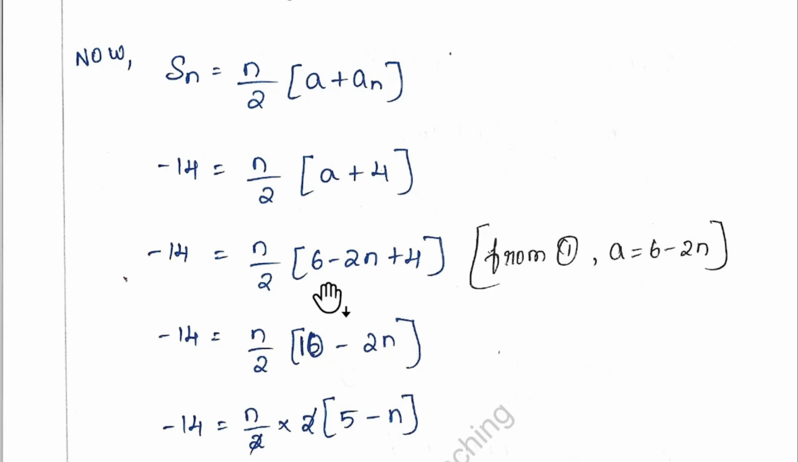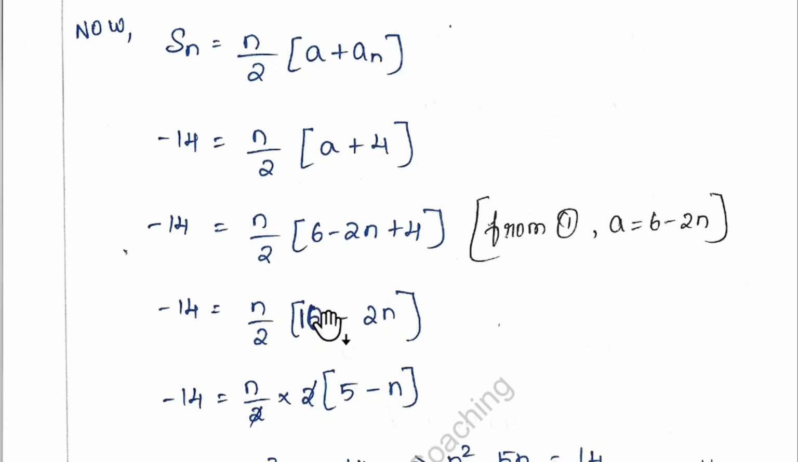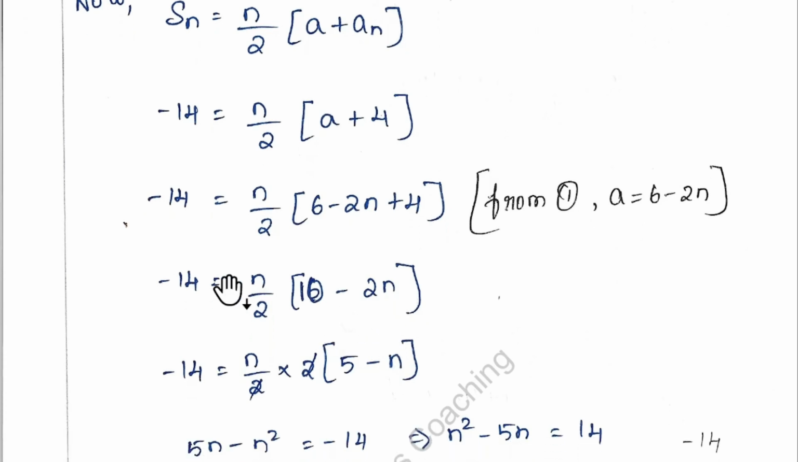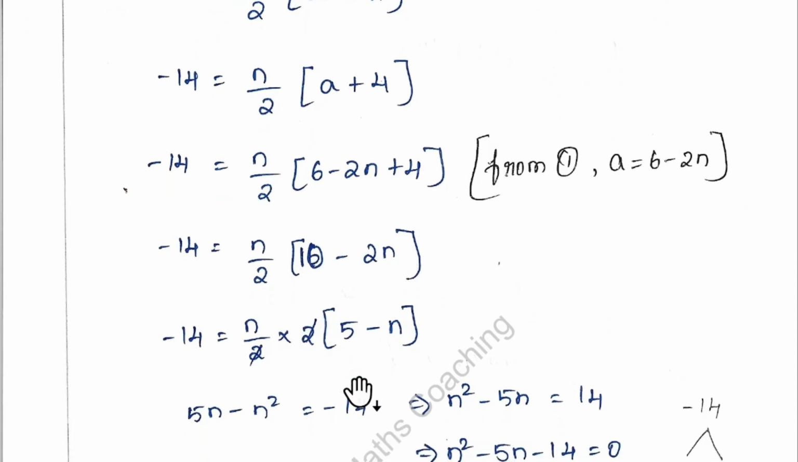I'll get the n value now, easily. So I'm substituting 6 minus 2n from the first equation instead of a. So 6 plus 4 is 10 minus 2n. Since both terms are multiples of 2, I am taking 2 common out. So 2 will get cancelled. So here, 5 minus n into n. You just multiply this n inside: 5n minus n square, and we have minus 14 this side.